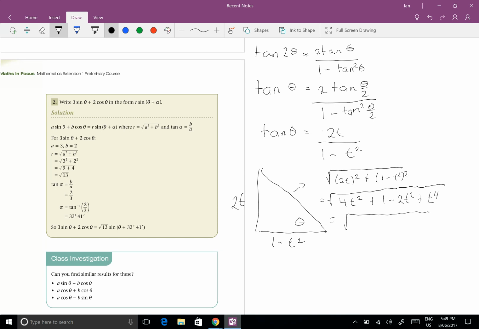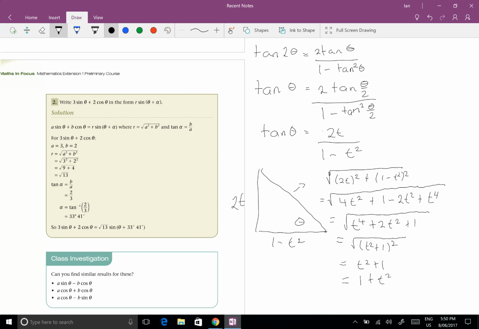let's tidy this up, we'll put the t to the 4 at the front. Now I've got 4t squared minus 2t squared, so that's plus 2t squared. And then I've got plus 1. And very quickly you can recognise that that is a perfect square. That's the square root of t squared plus 1, squared. And the square root of t squared plus 1, squared, is t squared plus 1, but we'll keep it in the same shape as what is written on the adjacent side to the angle, so we'll call it 1 plus t squared.